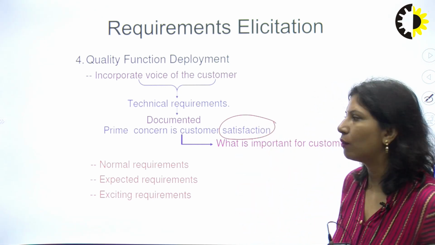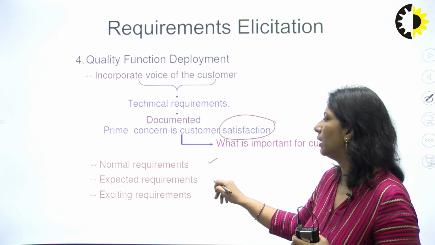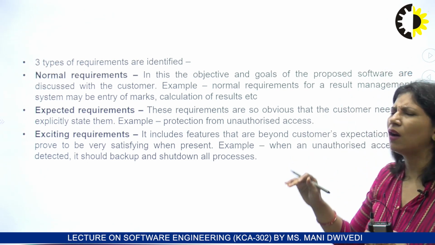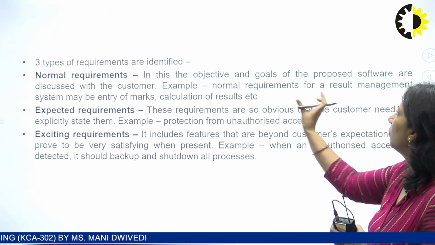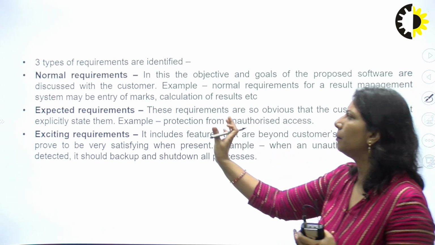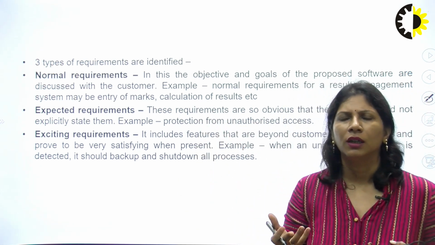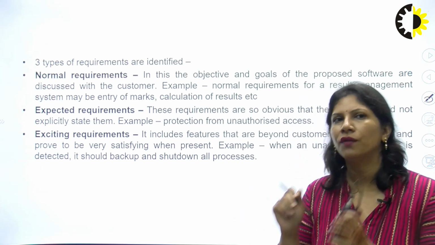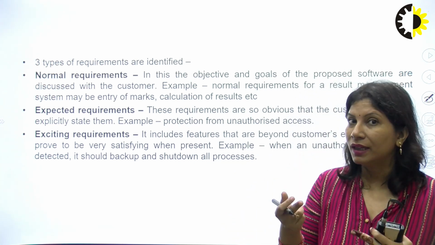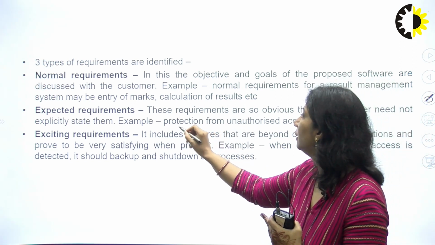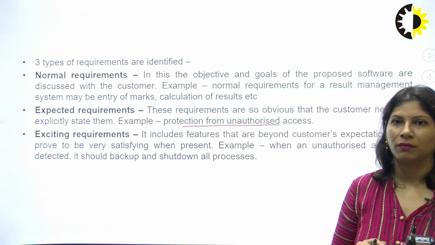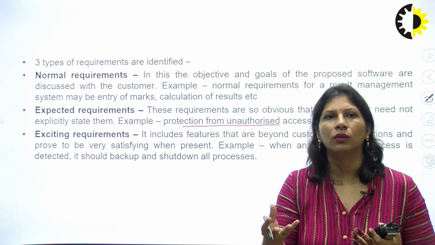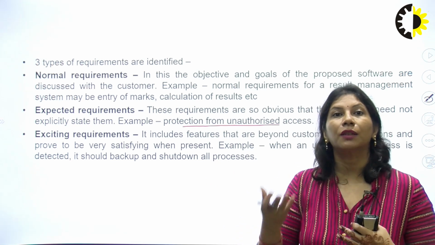We will divide the requirements into three roles: normal, expectation and exciting. How will we discuss them? The normal requirement for a result management system may be the entry of the marks. This is the basic requirement that the entry of the marks should be done and the calculation of the result should be done. But expected is the protection from unauthorized access, right? This is the expected. The user should not say from their mouth that the protection should be given, but it is expected.